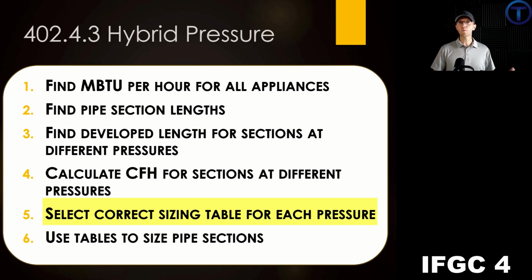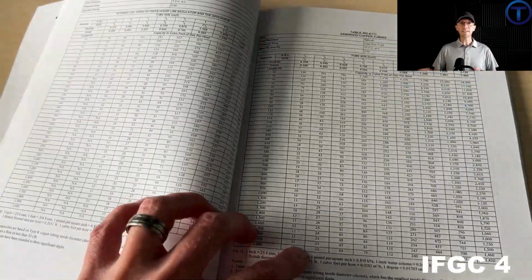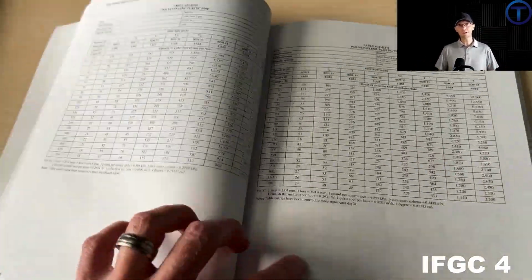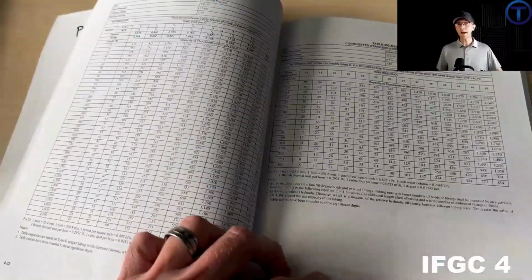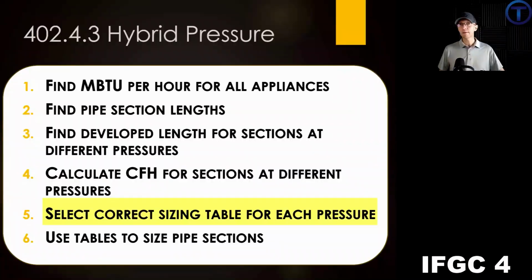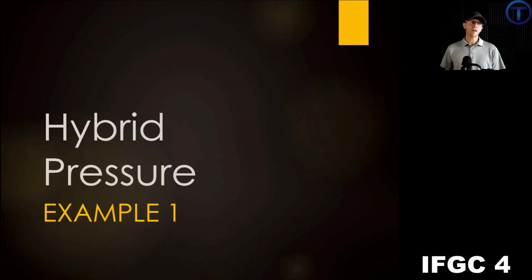In this system, we are going to use different sizing tables. We've seen that as we have sized in the branch method. If we have different types of pipe, we're on different tables. Similarly, if we're on different pressures, we're going to be on different tables. It may be the same type of pipe, say steel pipe, but when we have different pressures, we'll be looking at different pages. Finally, we'll use those tables to size out the sections of the pipe. Let's start with our hybrid pressure example 1.